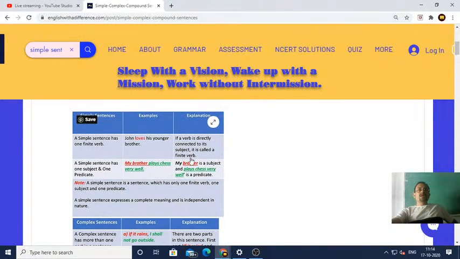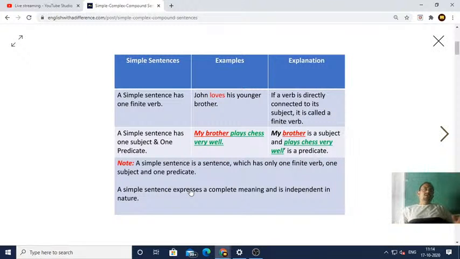Okay, so here you can see, a simple sentence has one finite verb. For example, John loves his younger brother. Here, loves is a finite verb, because it agrees directly with the subject John. If a verb agrees directly with the subject, this verb is called a finite verb. So a simple sentence has one finite verb only. If a verb is directly connected to its subject, it is called a finite verb.